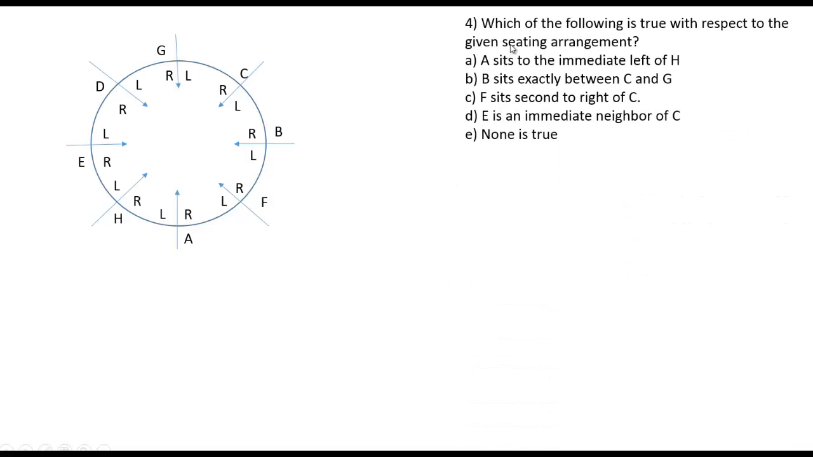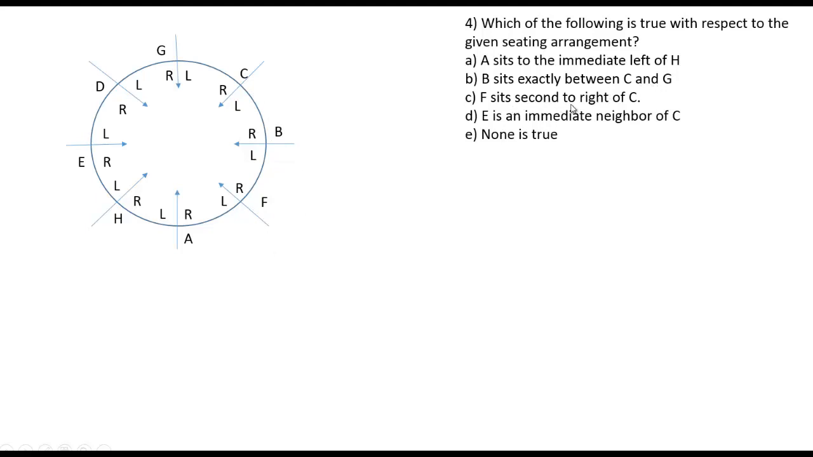Now the next question is, which of the following is true with respect to the given seating arrangement? A sits to the immediate left of H. Is it immediate left? No, it is immediate right. So first option is not correct. B sits exactly between C and G. It is not there. It is exactly sitting between C and F. So second option is also not there.